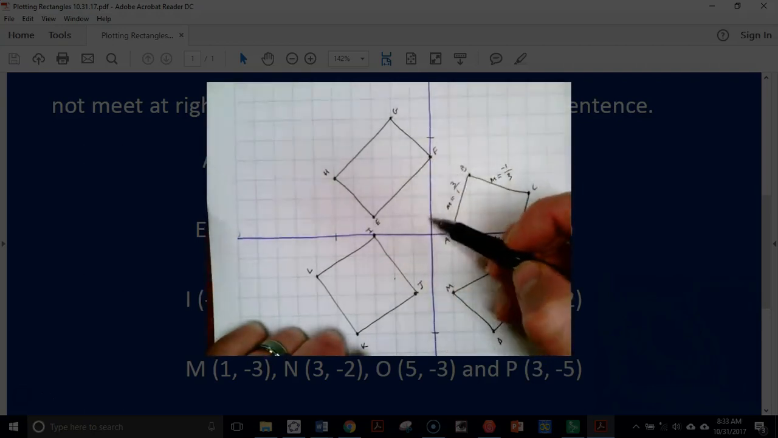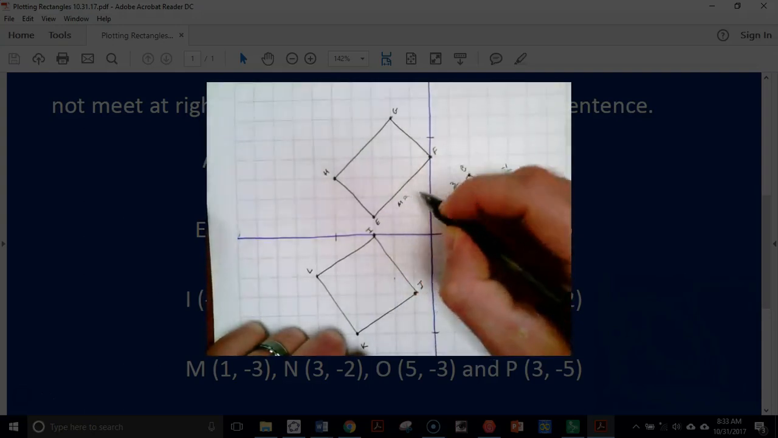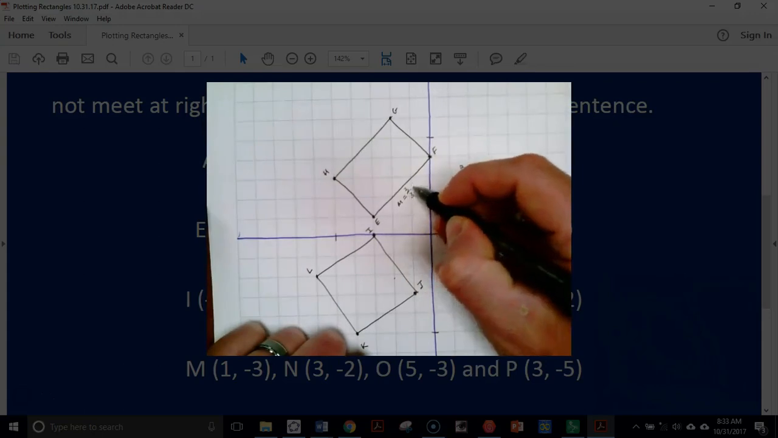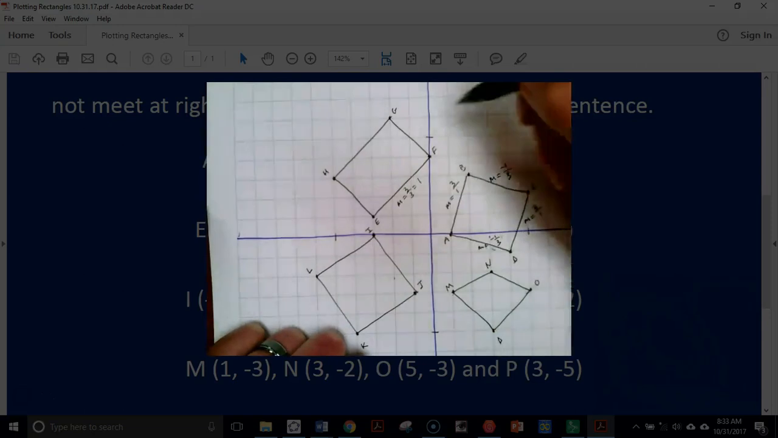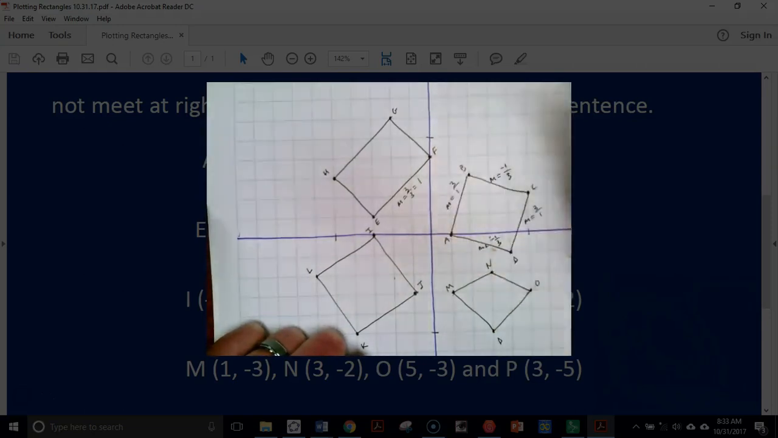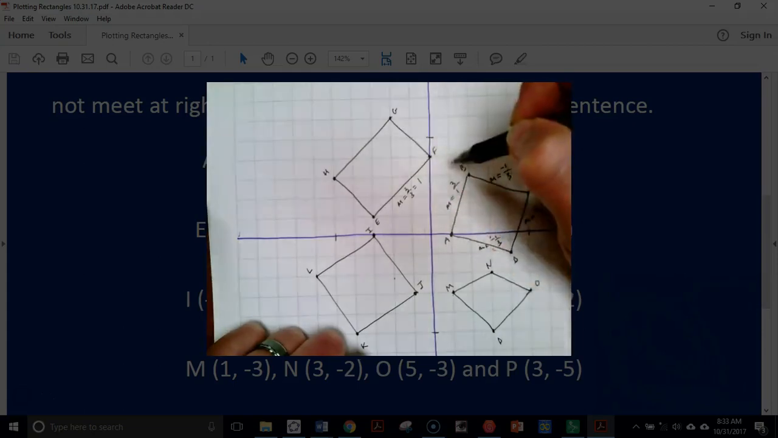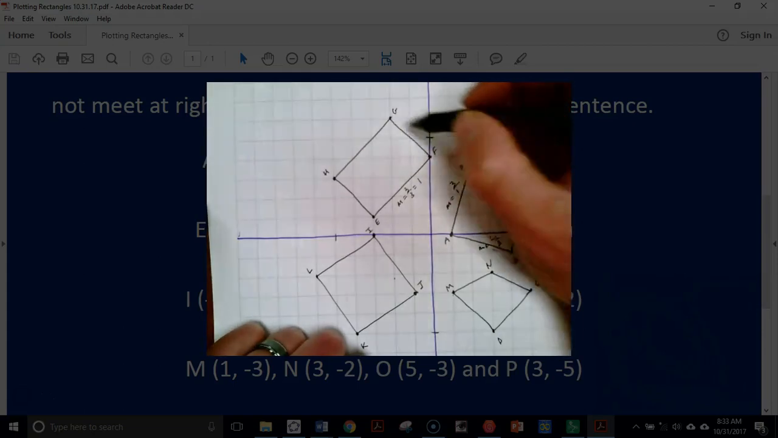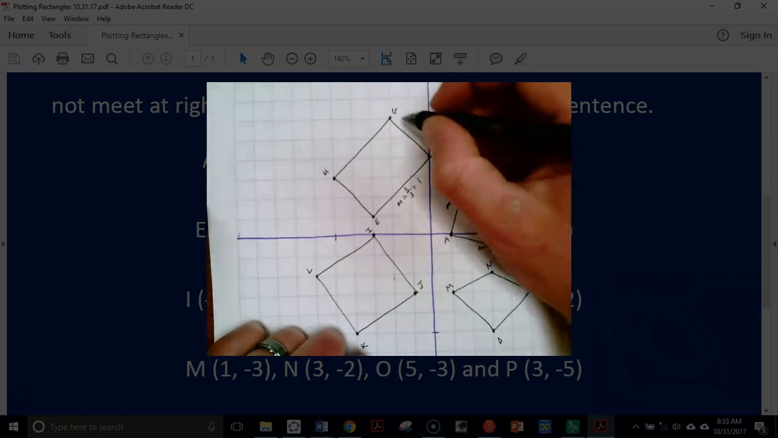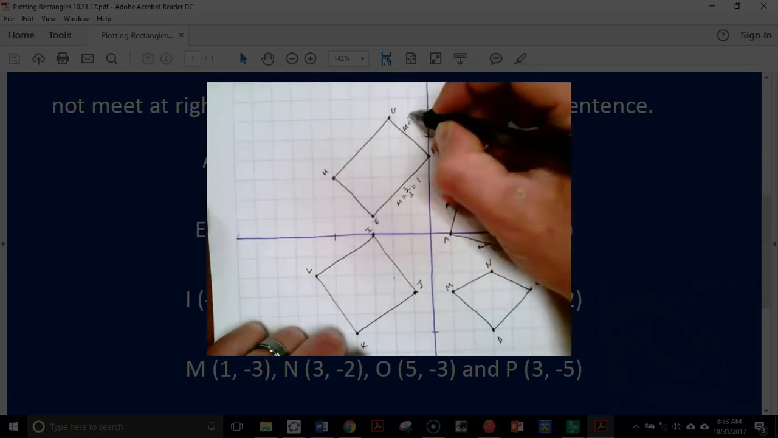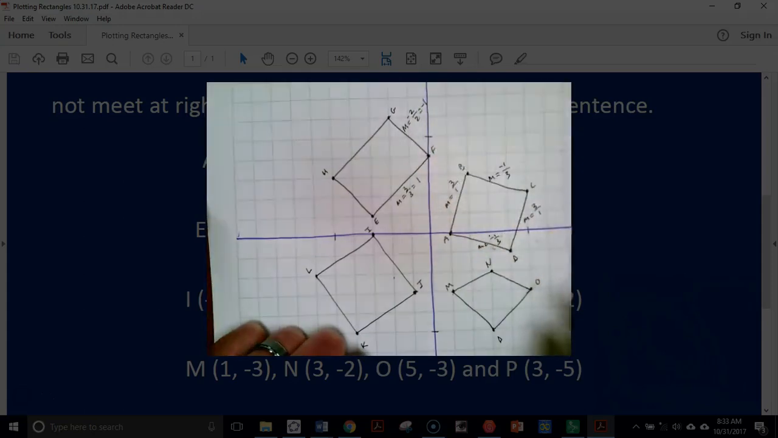That's a run of 1, 2, 3, and a rise of 1, 2, 3. Now that makes that slope 3 over 3. Well, let's reduce that to 1. Or we could write 1 over 1, but it's simply 1. All right, from G to F, because we're going to be going forwards horizontally, from G to F is forward 2, down 2, so that's going to be negative 2 over 2, or just negative 1.